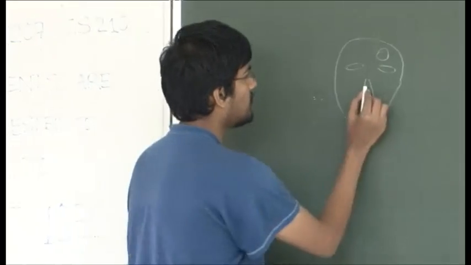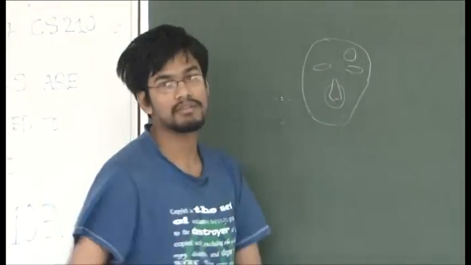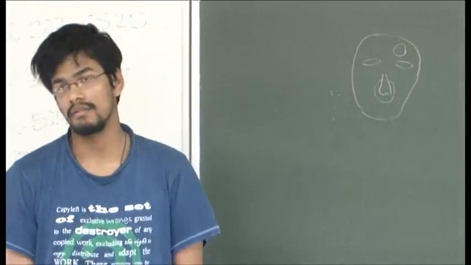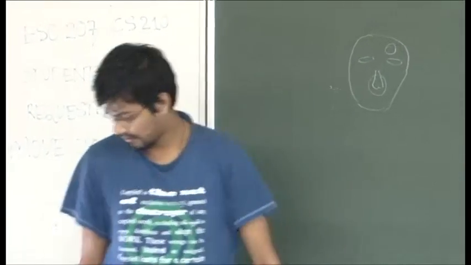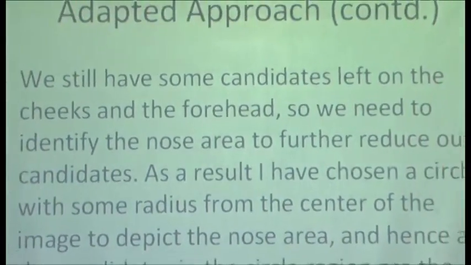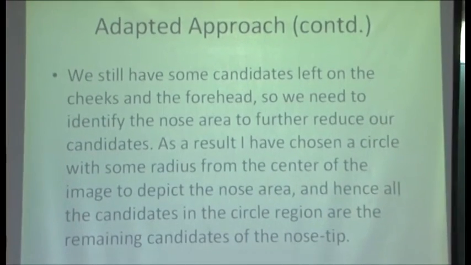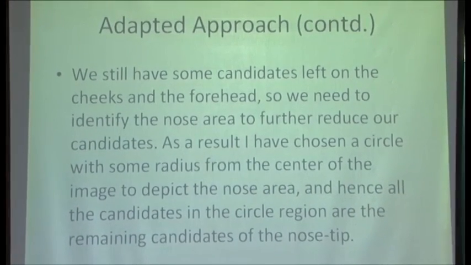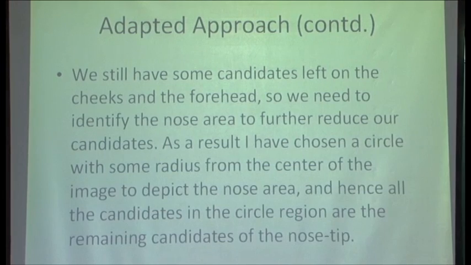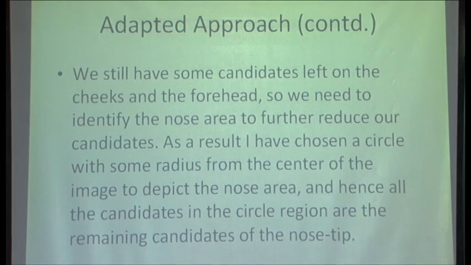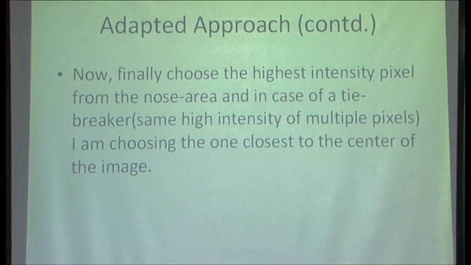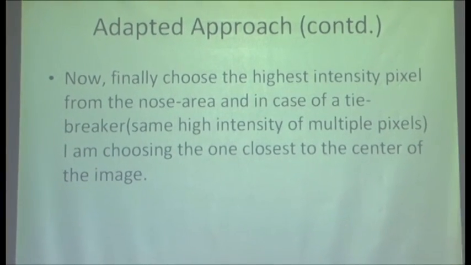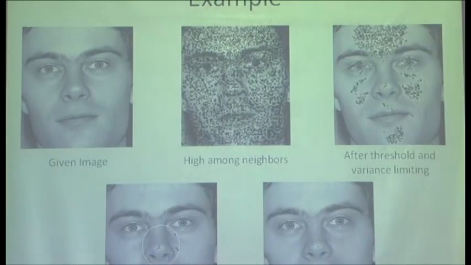So then how are you going to detect that it is the nose tip? The nose tip will be detected using the center of the image, and the estimated area will also be taken into account. After the threshold and the variance, I have to ignore the other areas. So I'll be selecting a circle of radius r at the center of the image that will keep the nose area. Then I'll choose the highest intensity pixel in that nose area, which will be reported as the nose tip.